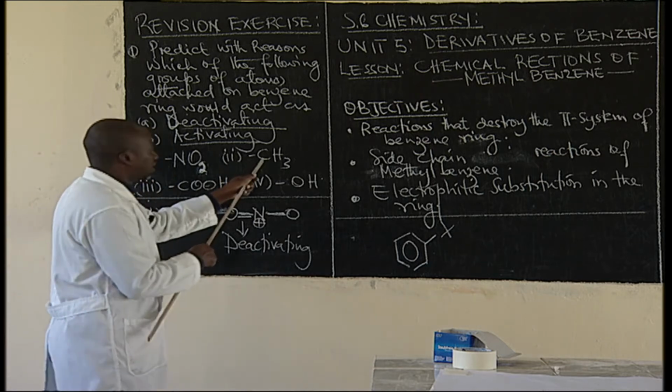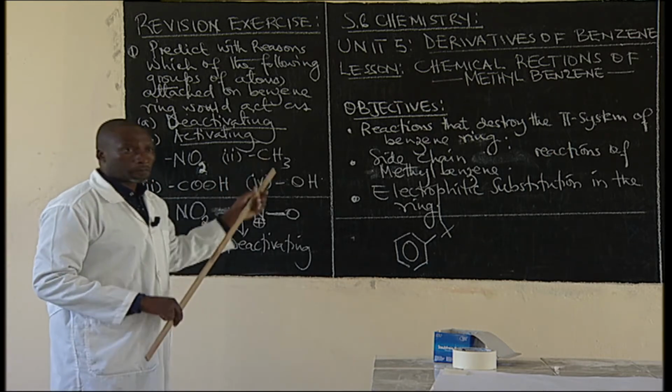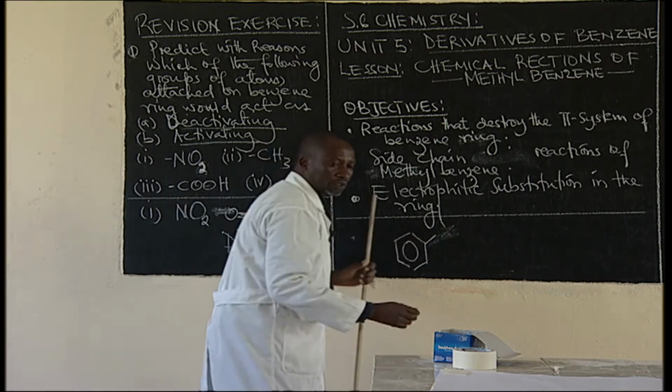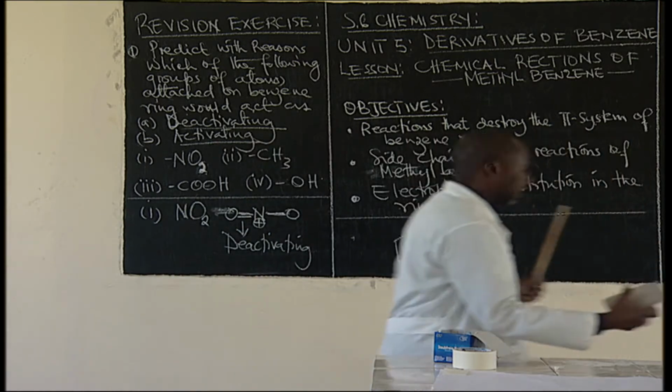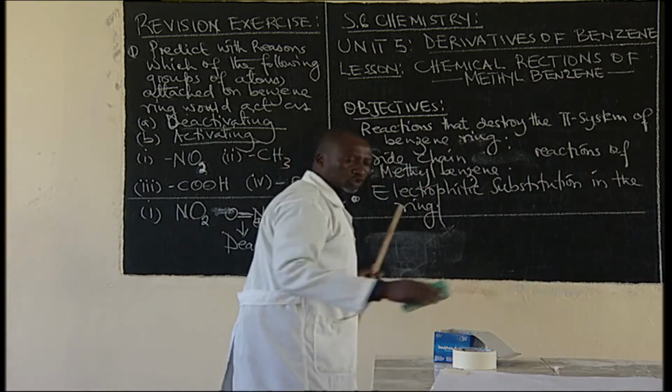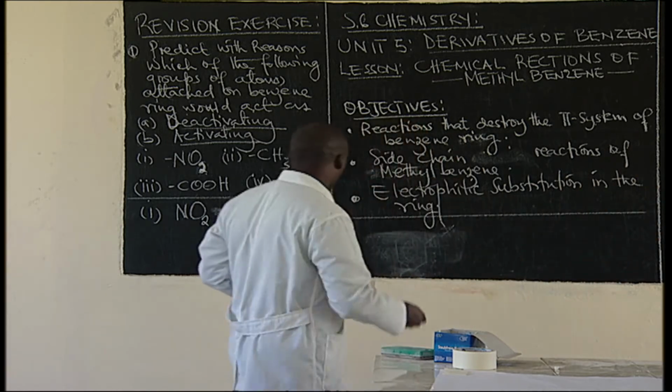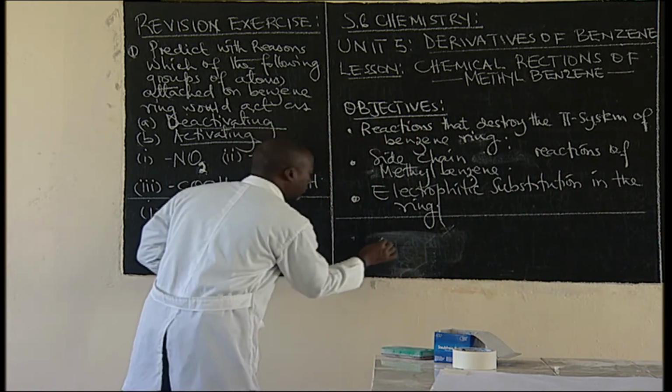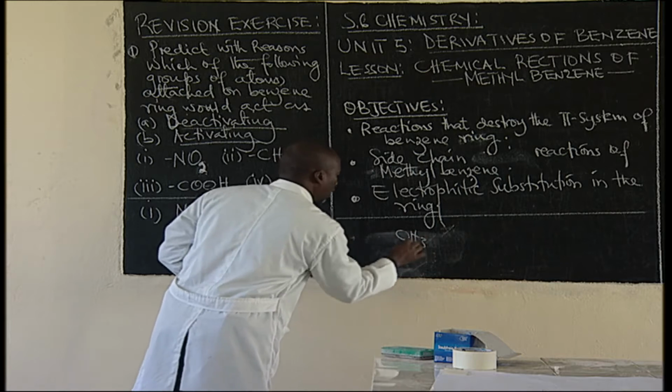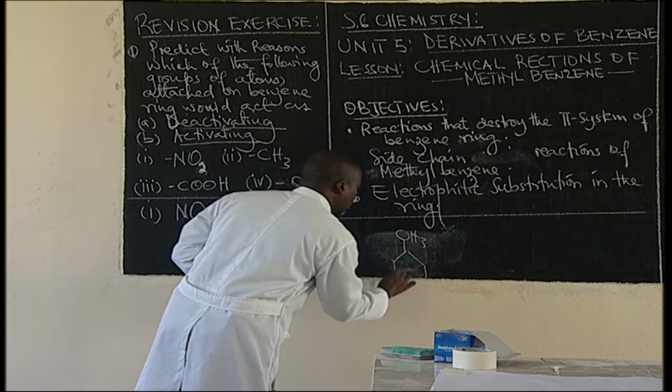We may have a methyl. Methyl groups are activating groups. They usually donate electrons towards the ring. So if you have the methyl group, this is the methyl group, and it is attached to the benzene ring.